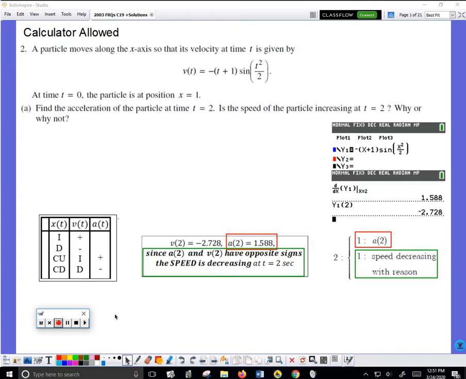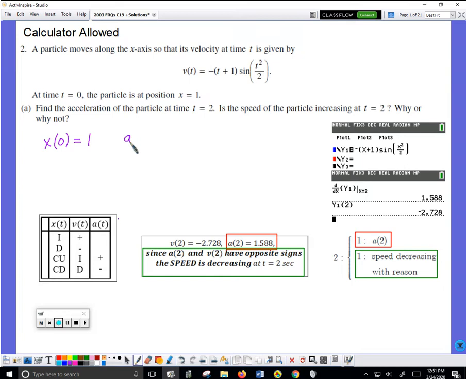So a particle is moving along the x-axis. They give us the velocity right here. At time equals 0, the particle is at position x equal 1. When I read that statement, I would probably write on my paper the position of the particle at time equals 0 is 1. Find the acceleration of the particle at time equal 2.